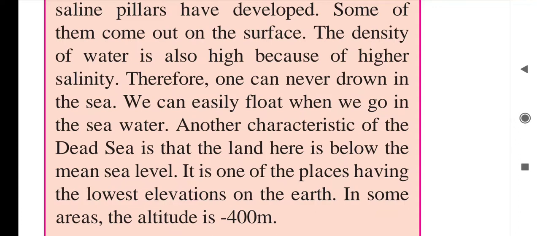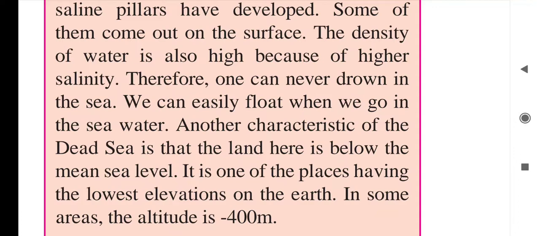Another characteristic of the Dead Sea is that the land here is below the mean sea level. So one characteristic of the Dead Sea is that we can never drown; we can easily float on the water because salinity is more there. And another is that it is below the mean sea level. Mean sea level means what? There is one particular height of the sea level, but ahead of that sea level there is a raised land formation.